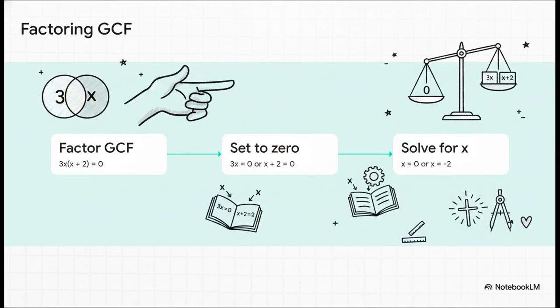Let's be methodical. Step 1, we pull out that greatest common factor. Both terms share a 3, and they both share an x. So we pull out 3x. That leaves us with 3x times the quantity x plus 2 equals 0.